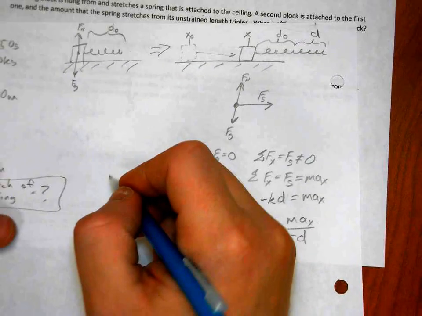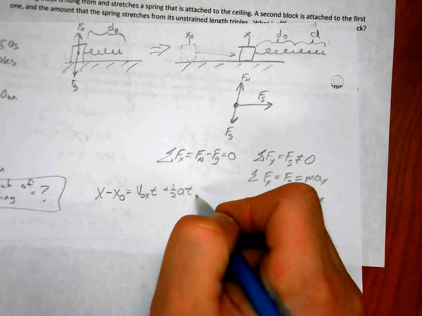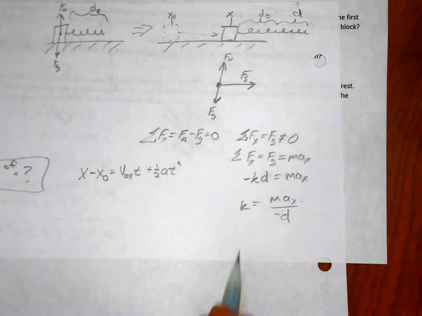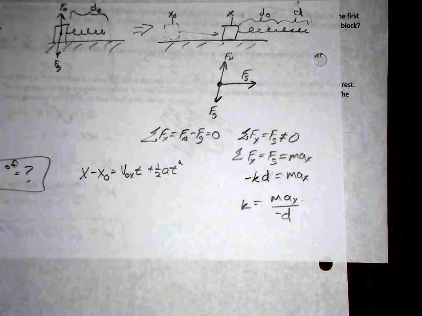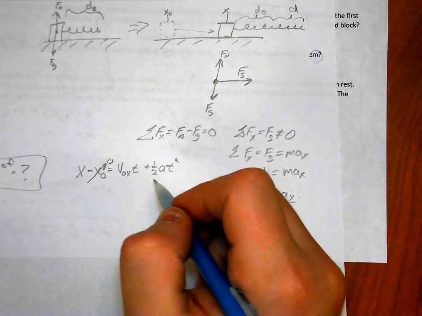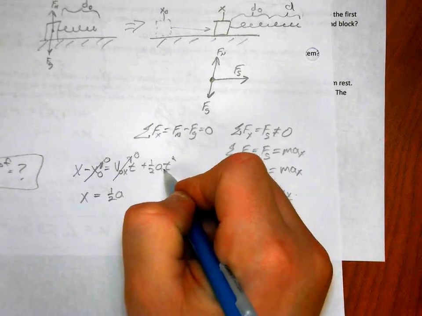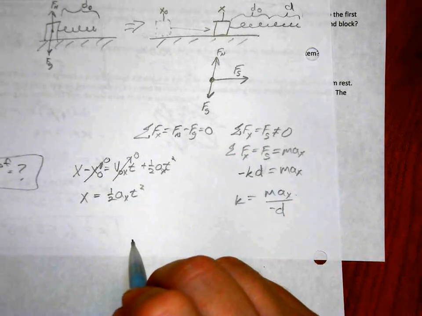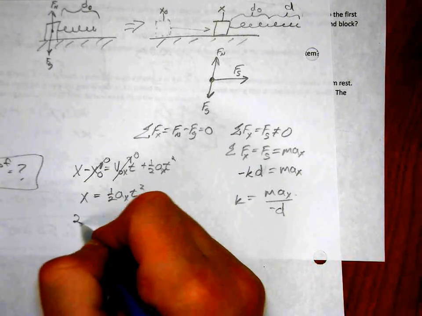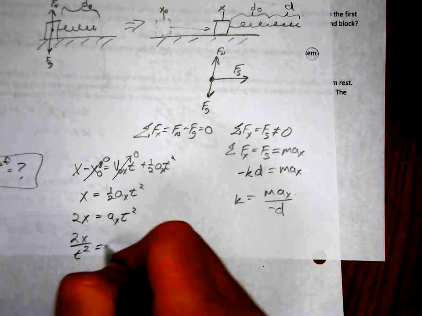So if you remember that one kinematics equation, x minus x0 equals v0x t plus 1/2 a t squared. Do we have t? Yeah, we do have t. So in this case, x0 we said equals 0. V0 is starting from rest, so that equals 0. So then x just equals 1/2 ax t squared. Okay, we have t, we have x, we don't have acceleration. So 2x equals ax t squared, or 2x over t squared equals ax.